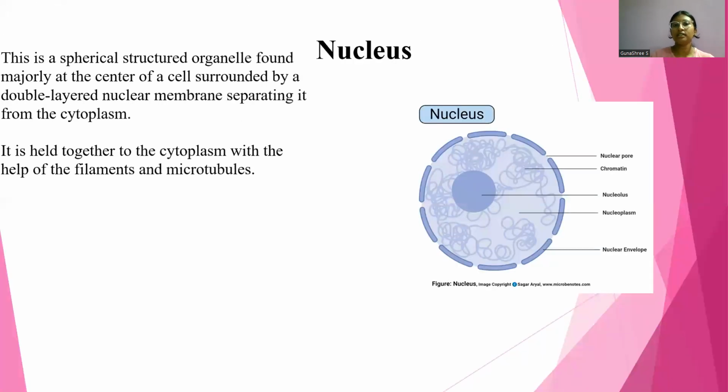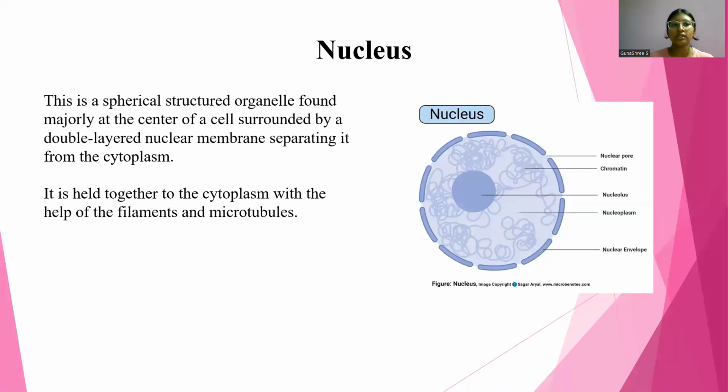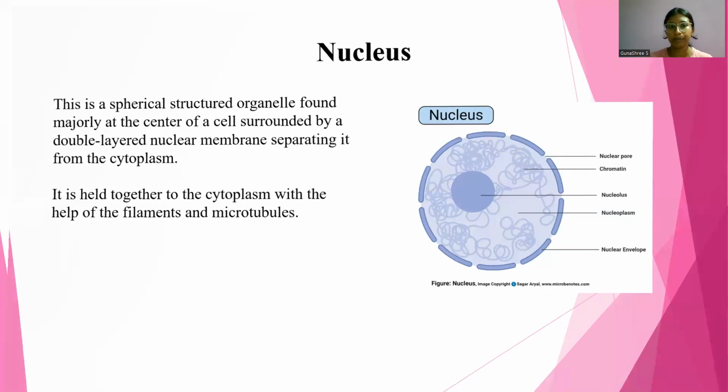Moving on to the second cell organelle, that is the nucleus. This is a spherical organelle found majorly at the center of the cell, surrounded by a double-layered nuclear membrane separating it from the cytoplasm. It is held to the cytoplasm with the help of filaments and microtubules.